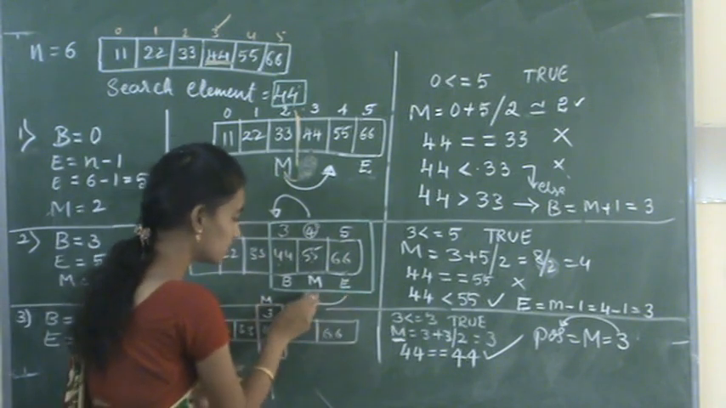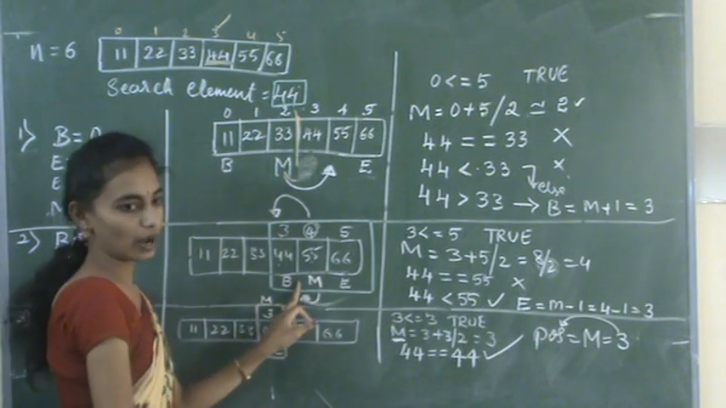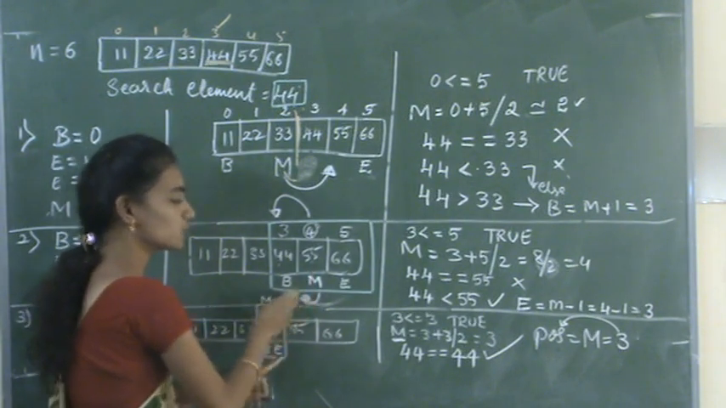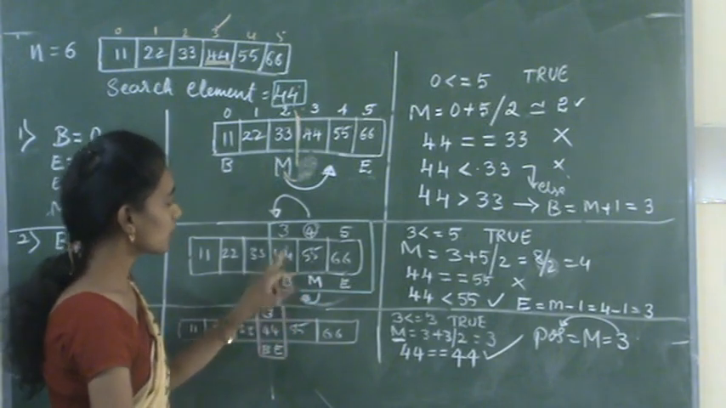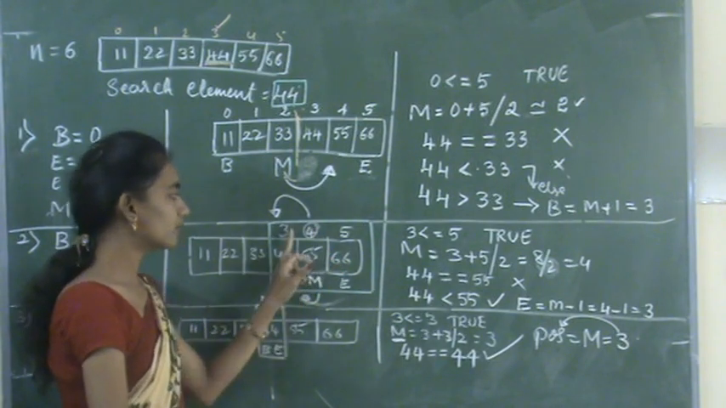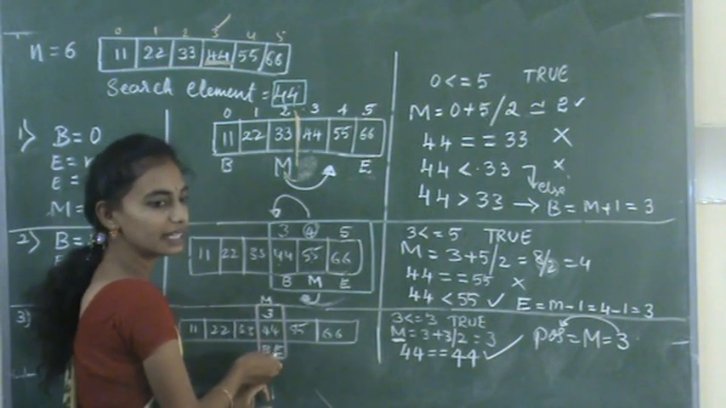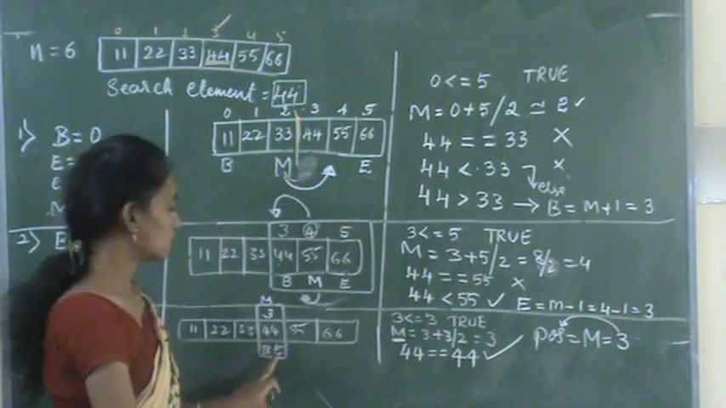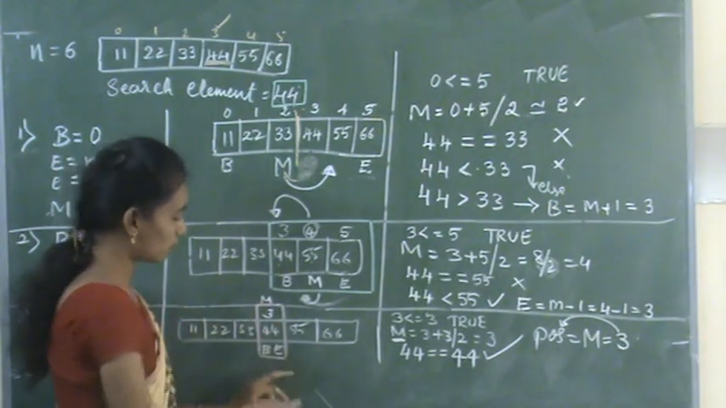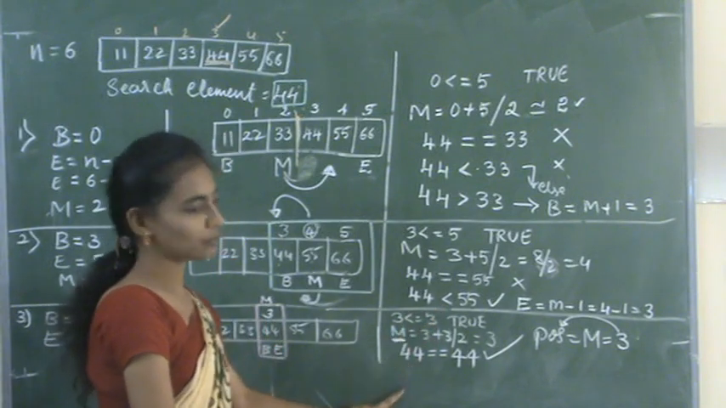If we are coming to this side, then end becomes mid minus 1, right? We change this to mid minus 1, so this becomes 3. What is the mid value? That is 4. So 4 minus 1 is 3. So both beginning and ending are at the same position, right? Now the array becomes this, and we consider only this array, with the same iteration processed again.